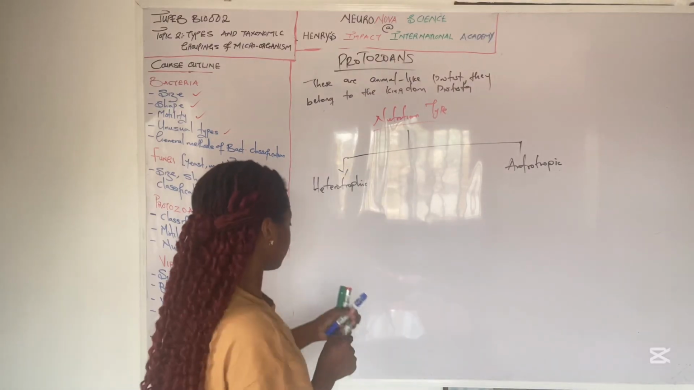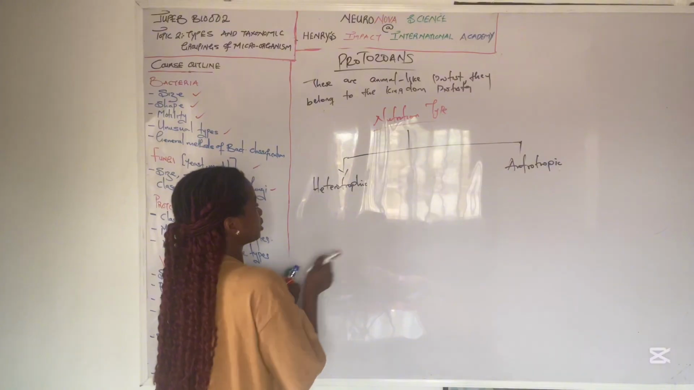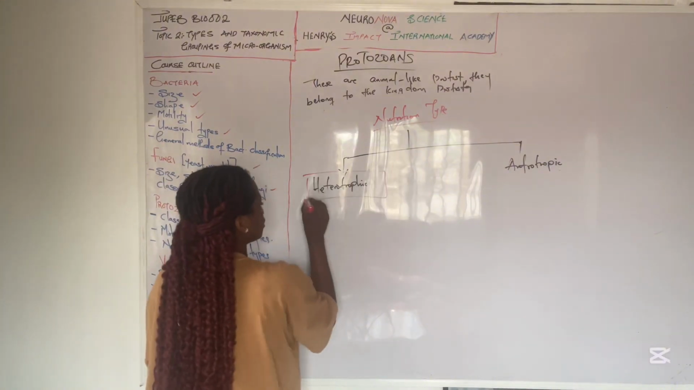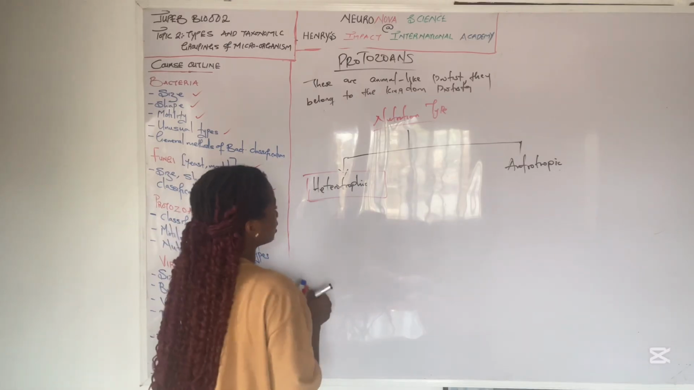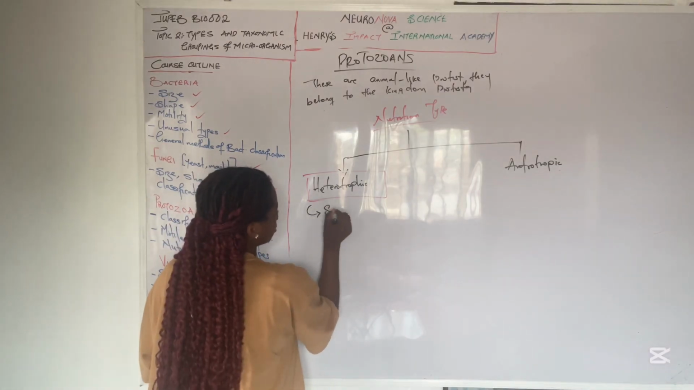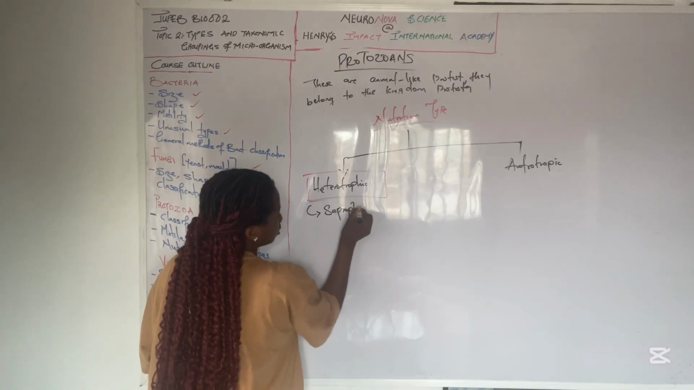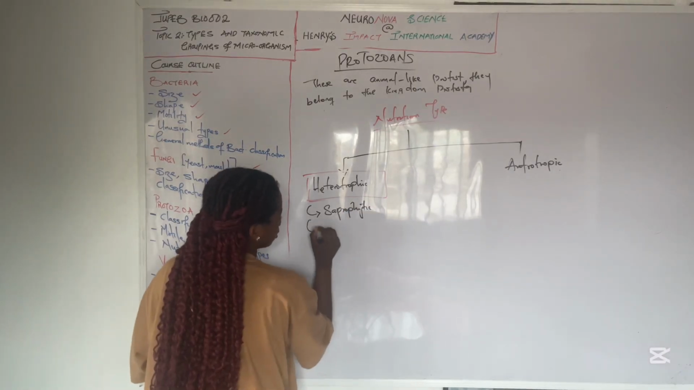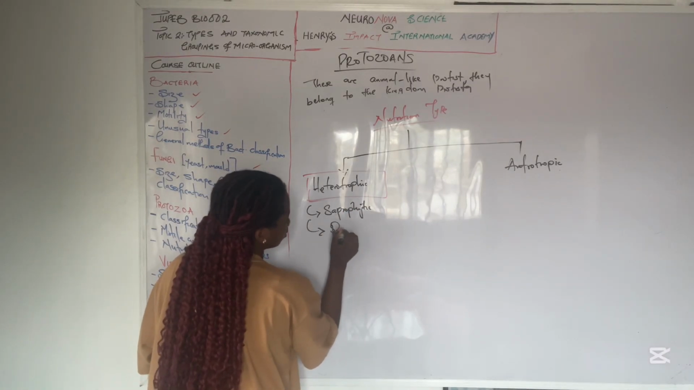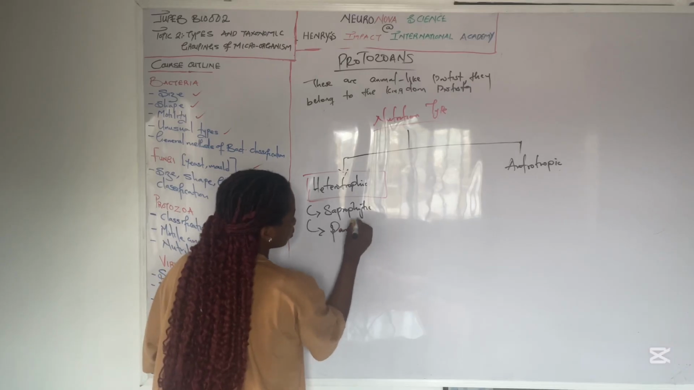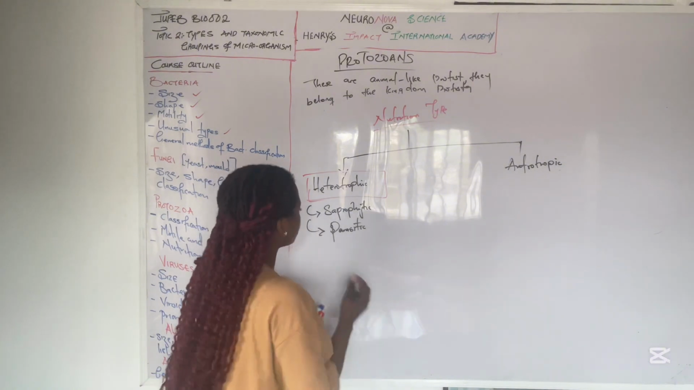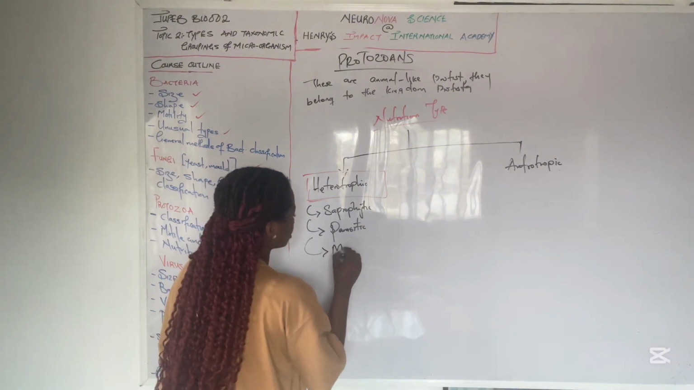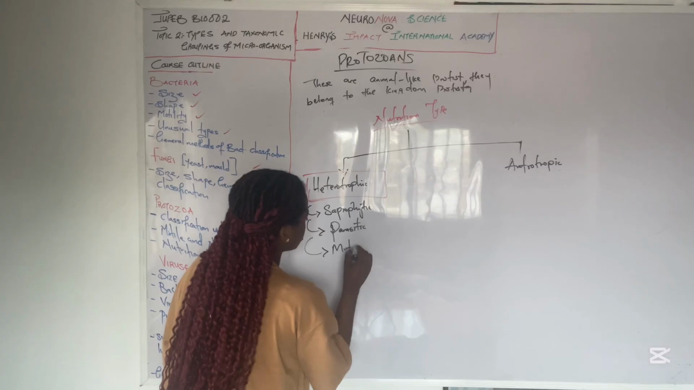So for example, these heterotrophic organisms, they can perform heterotrophism in various ways. It can be saprophytic. It can be parasitic. And when you're talking about parasitic one, your Toxoplasma gondii is a parasitic one. Your Plasmodium is also a parasitic one. They can also be mutualistic.